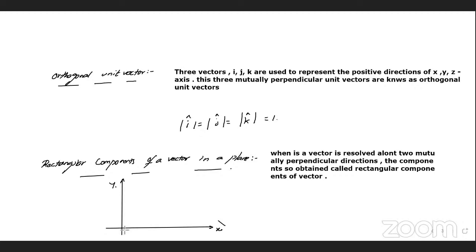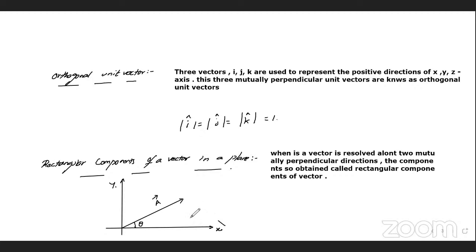Assume there is a resultant vector which starts from the origin. Remember, it starts from the origin. Assume it is the resultant, resolved vector. This resolved vector I'll take as vector A. Give the direction with an arrow mark from the origin, and it makes an angle theta with respect to the x-axis.